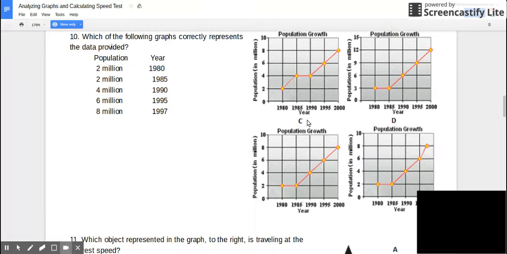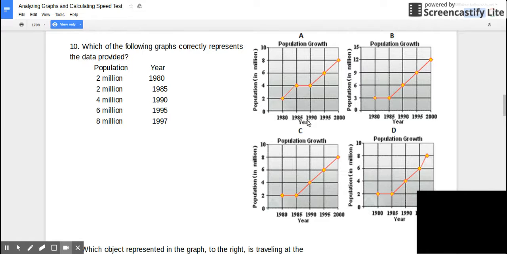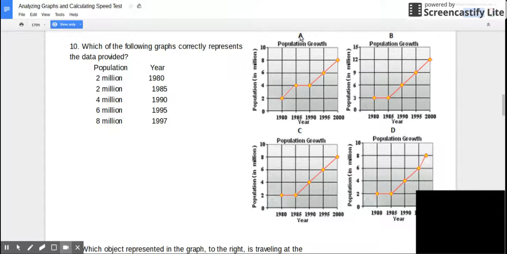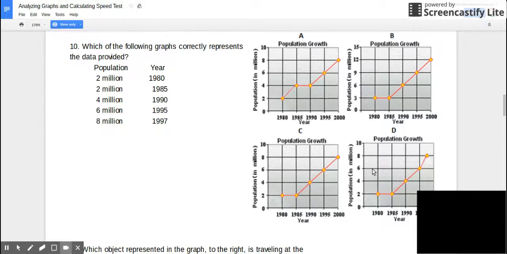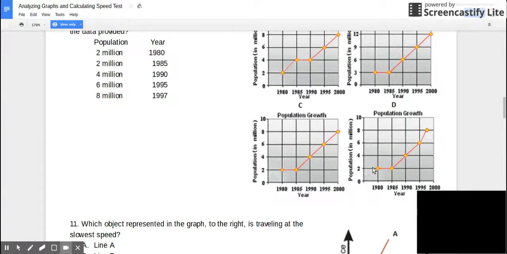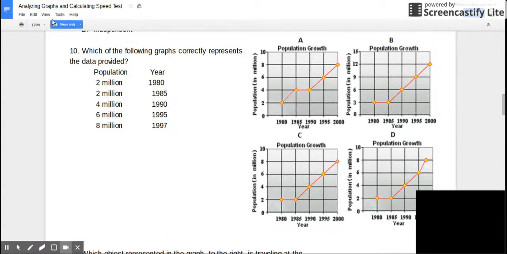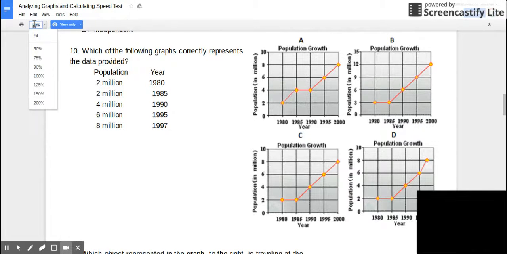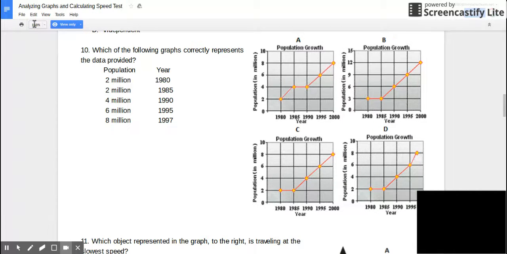Now for number 10, I want you to be very careful. I want you to pay attention. There's 4 graphs here. There's graph A, graph B, graph C, and graph D. Now at first, all 4 graphs look very, very similar. I'm going to zoom this out just a little bit, but you need to look very, very carefully at them.